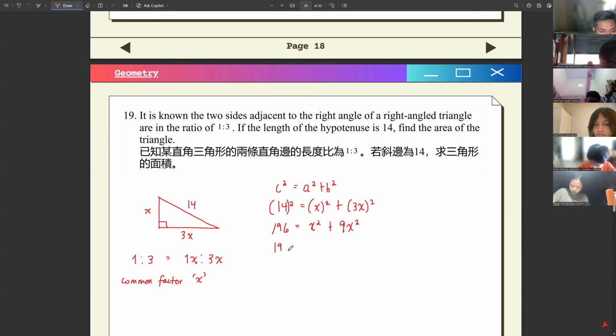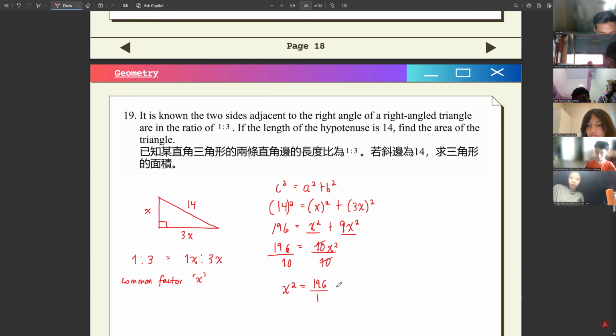So we have 196 is equal to, we can add these two because it has the same x squared, right? So that's 10x squared. Divide both sides by 10. So this is the value of our x squared. I'm just going to flip the equation. 196 over 10, or 19.6. Okay? And then the question was the area of the triangle.